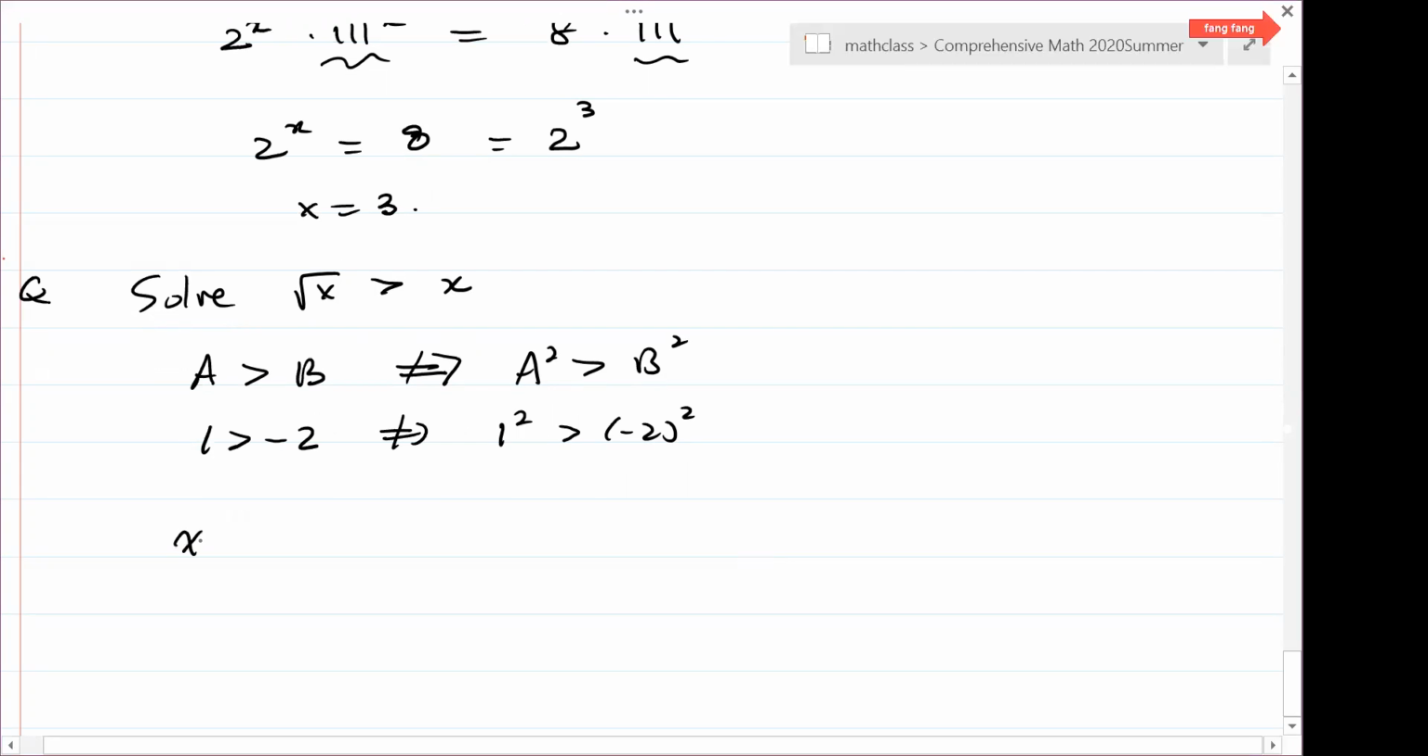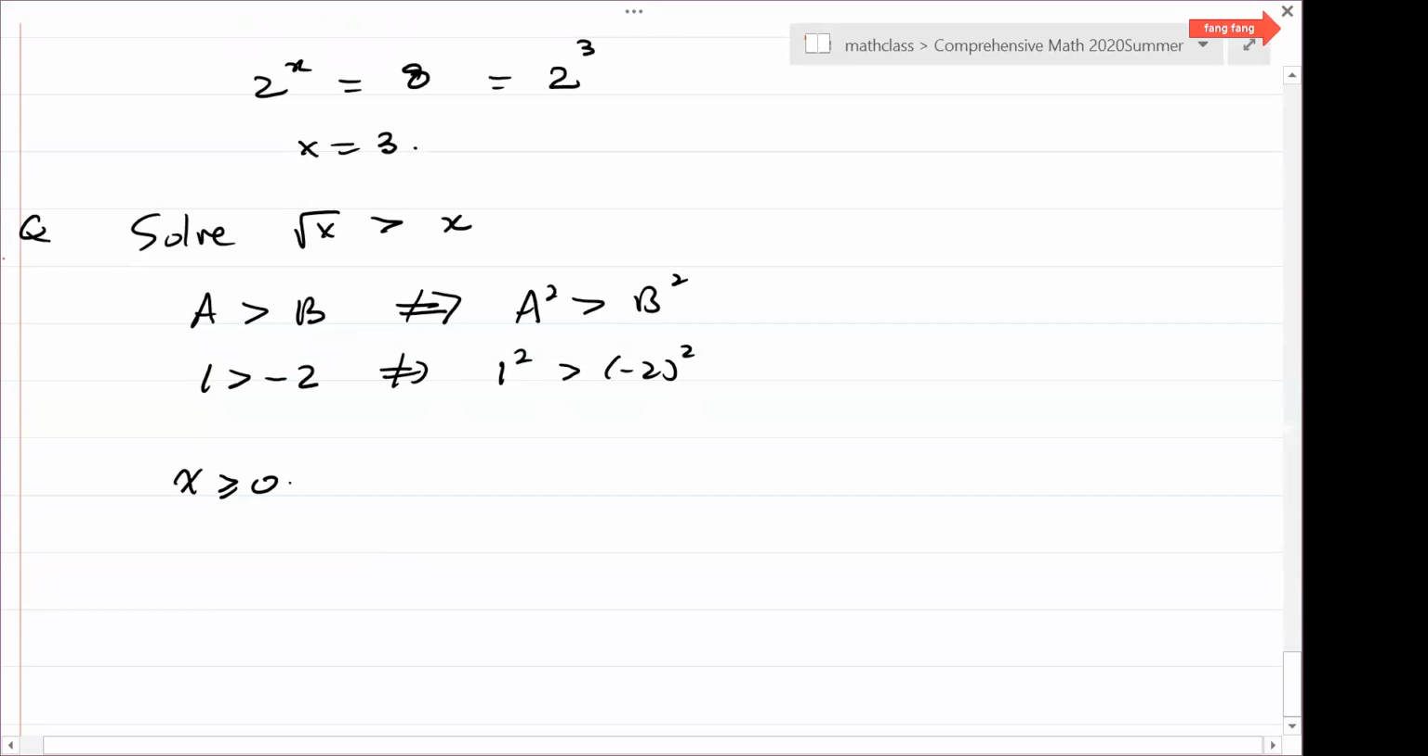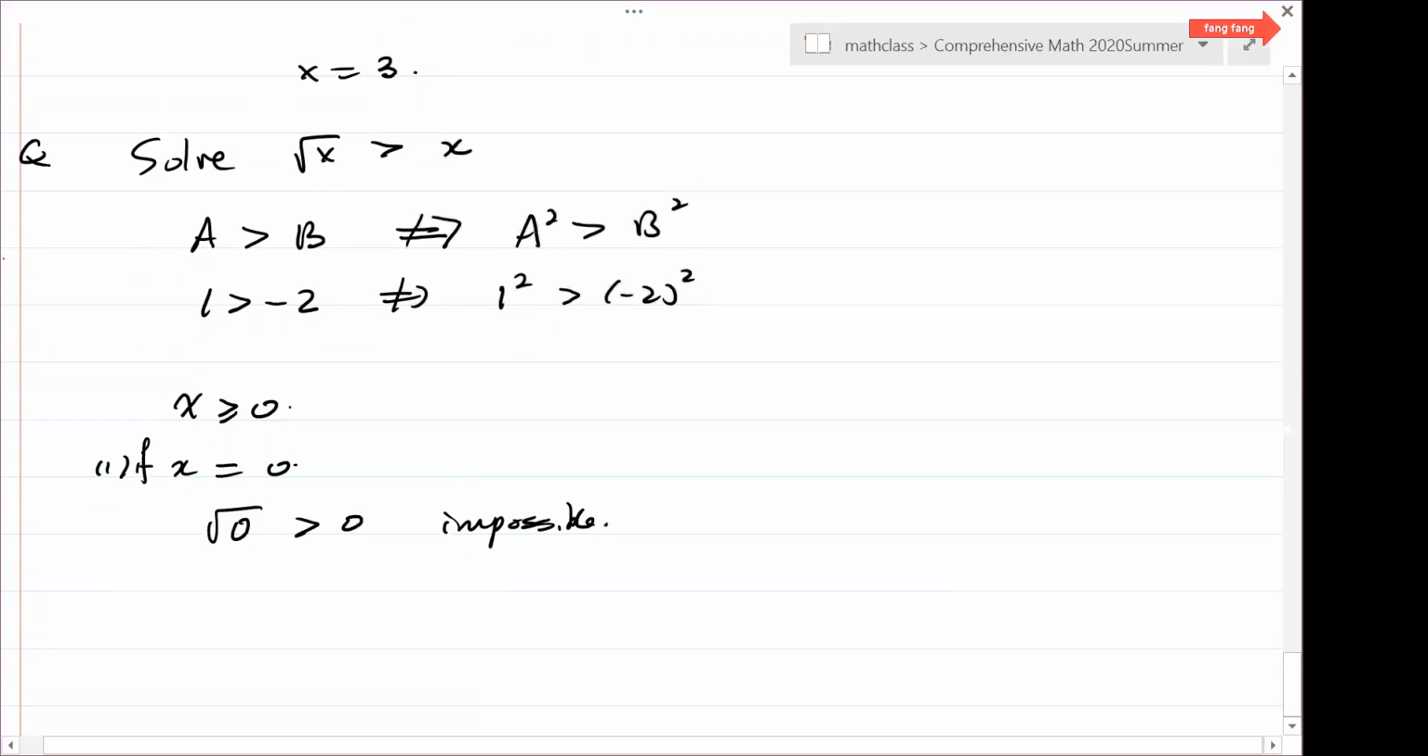First of all, you make an observation. Can x be negative? No, x cannot be negative. x must be greater than or equal to 0. So that's the first observation you have to make. Then there are two possibilities. If x is 0, what happens? If x is 0, you have 0 greater than 0. It's impossible, right? So now you conclude that x is greater than 0, right?